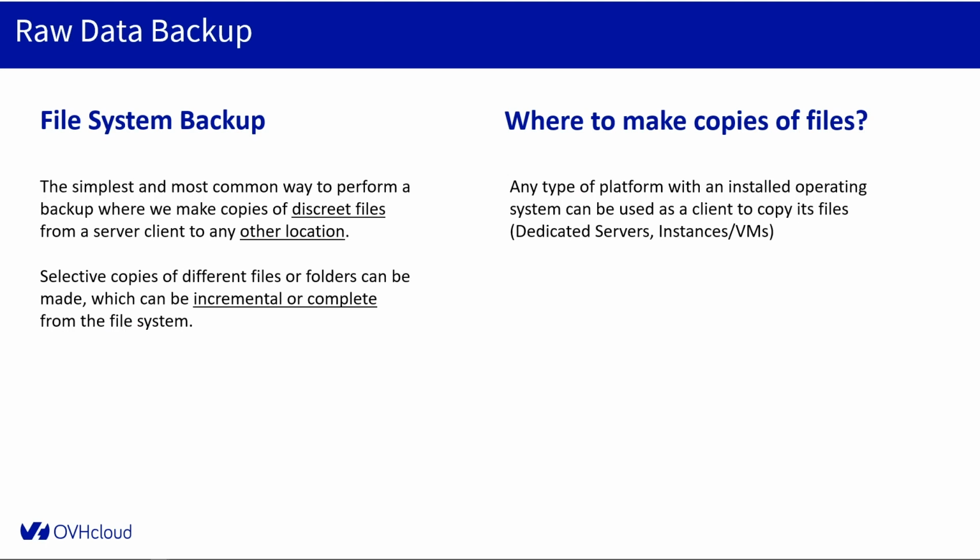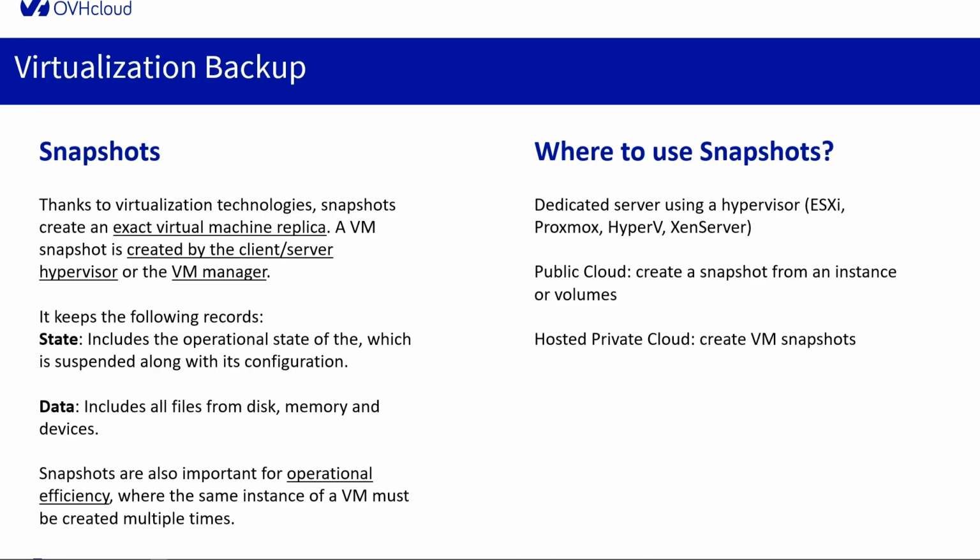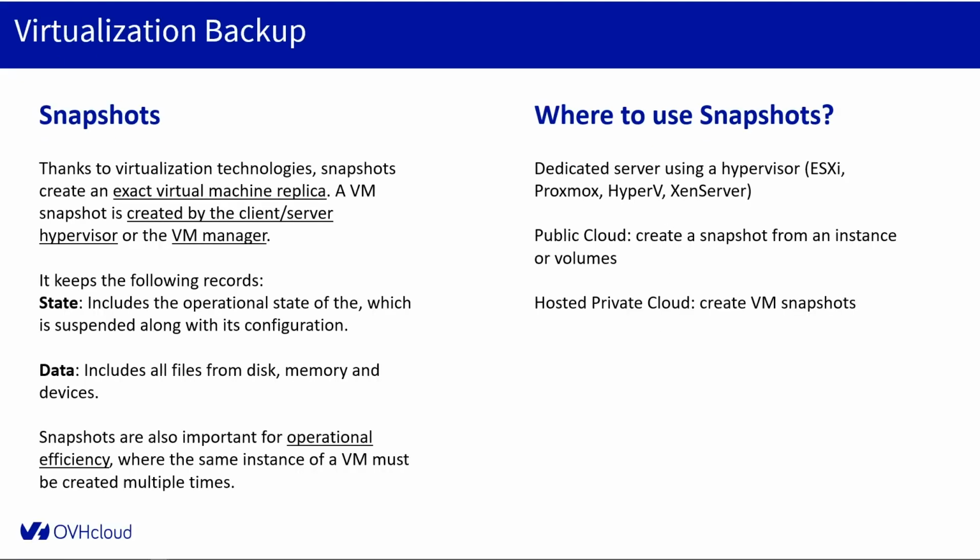So when we talk about raw data backup, just data backup, it's really about making copies of discrete files and saving them somewhere else. So you might save them on a hard drive outside of a machine, you might save them in another location, you might save them in the cloud, but this is what we talk about when we say file system backup. And the idea here is that you want to do this in different folders, and you might do selective copies, you might want to do things in incremental or complete backups of a file system.